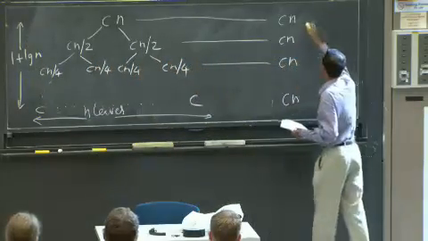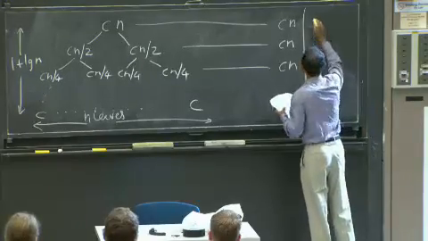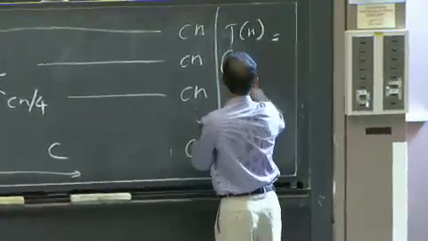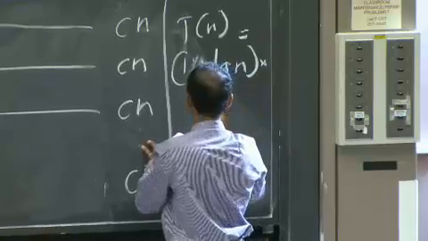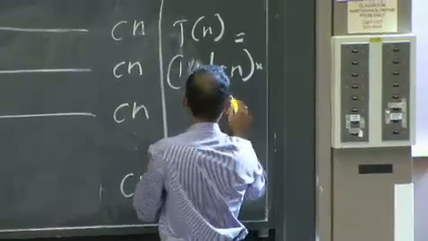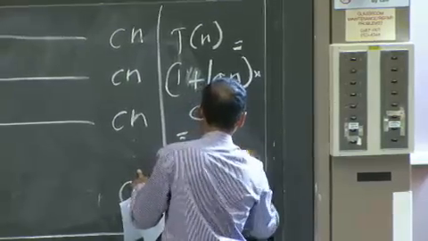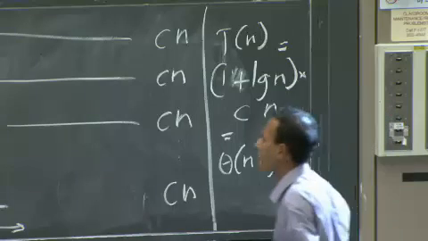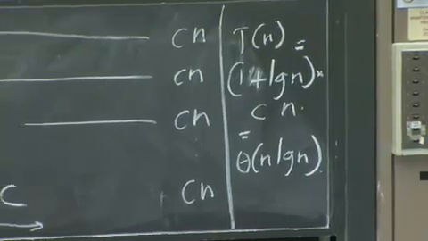It's 1 plus log n. So if you want to write an equation for T of n, it's 1 plus log n times C of n, which is theta of n log n. All right? So I've mixed in constant C and thetas. For the purposes of this description, they're interchangeable.